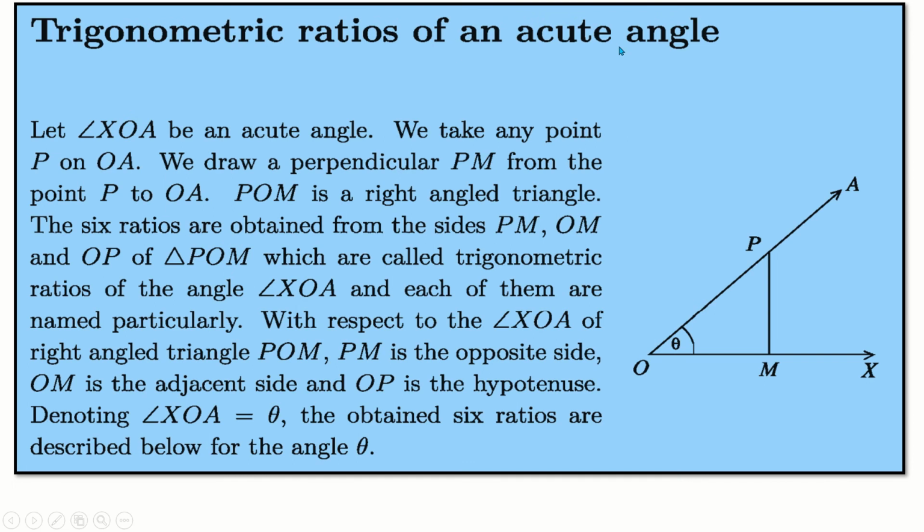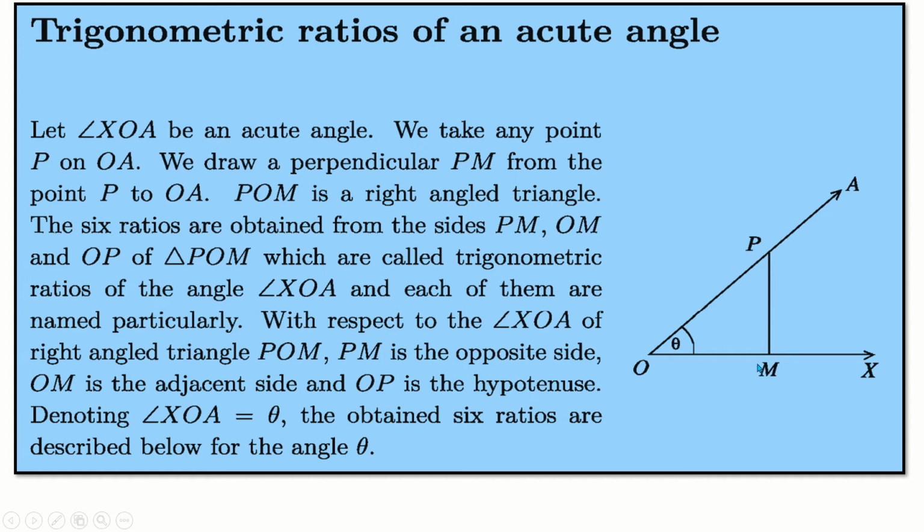Trigonometric ratios of an acute angle. Okay, here XOA is an acute angle which is denoted by theta. Okay, we can take any point P on OA. Now draw PM perpendicular on OX. Therefore, POM is a right angle triangle.